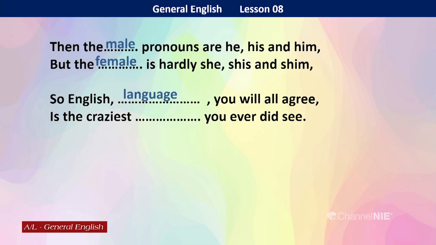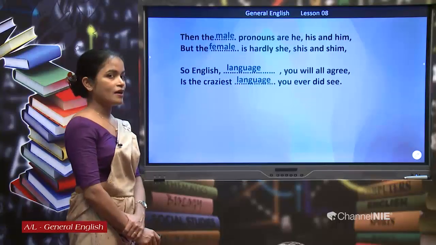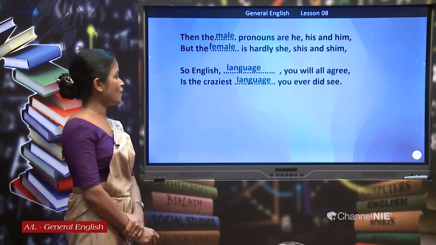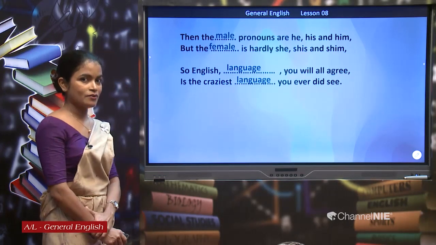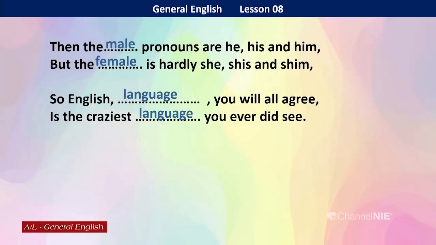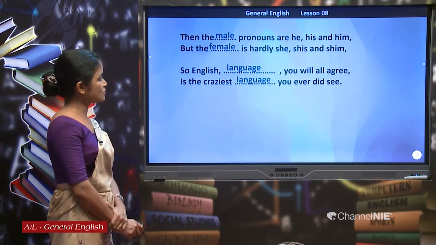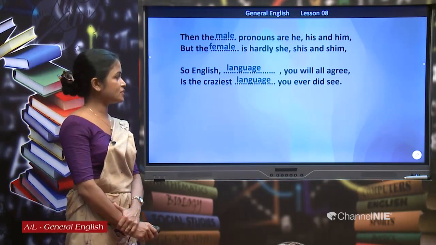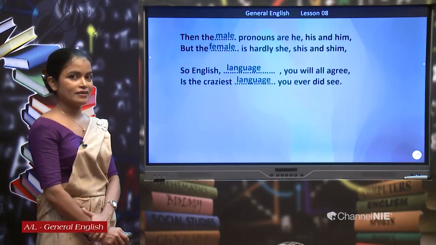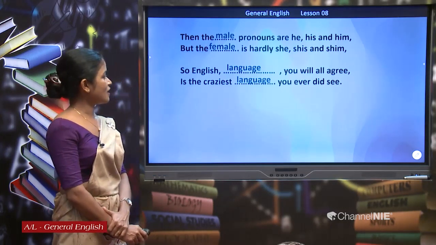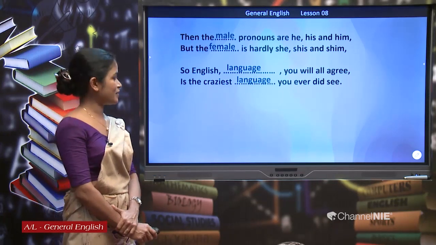So, English language, you will all agree, is the craziest language you ever did see, because there is no uniformity, right? So, there are certain changes according to the root of the word, according to the category, whether they are regular or irregular. We have to write different words, right? So, English language, you will all agree, is the craziest language you ever did see. Now, these two lines, I have put my own words, children. So, if you find any other suitable words which are really matching for the blanks, you can add them, right?